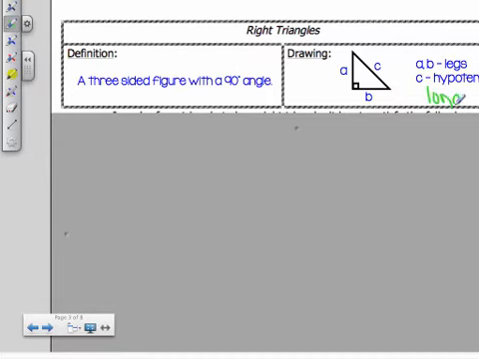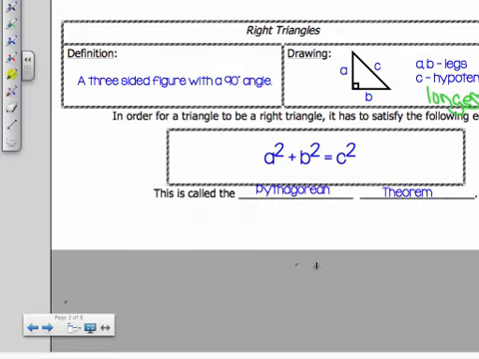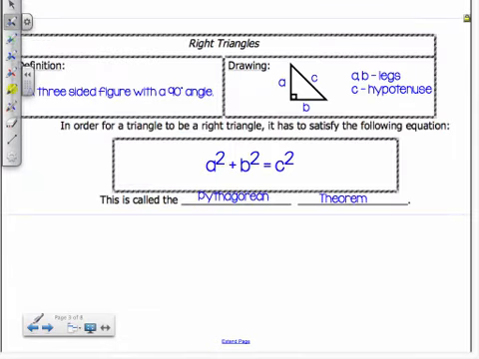Okay? And Pythagorean theorem says that a squared plus b squared equals c squared. So we are going to write down a squared plus b squared equals c squared right in this box right here. And that is called the Pythagorean theorem. So the next few questions ask us to indicate whether the following are right triangles. In order to see if something is a right triangle, it has to satisfy the Pythagorean theorem, which we just figured out was a squared plus b squared equals c squared.